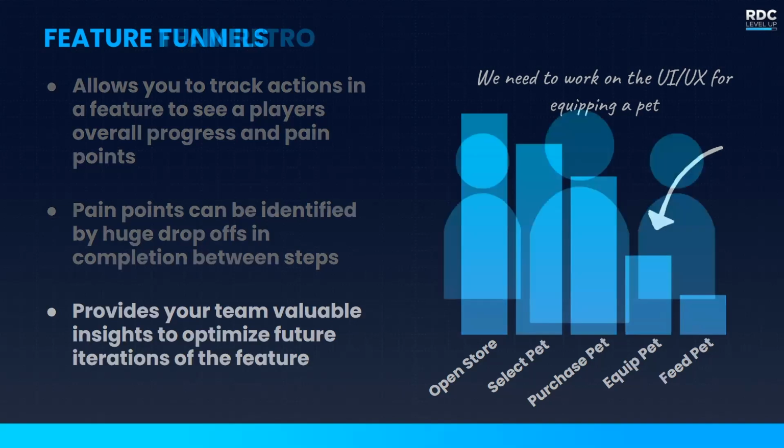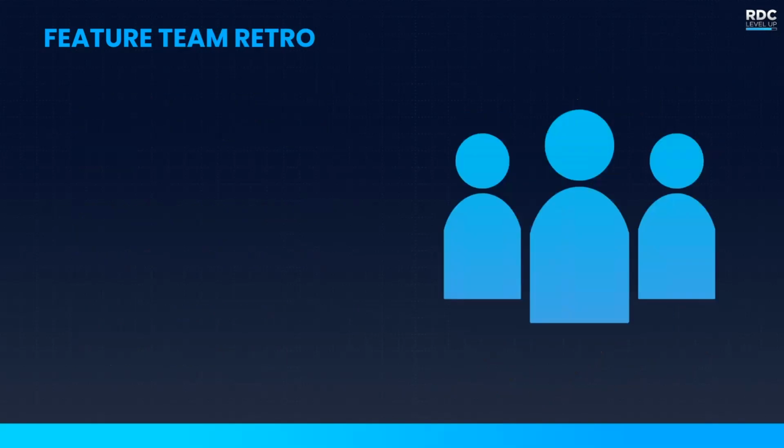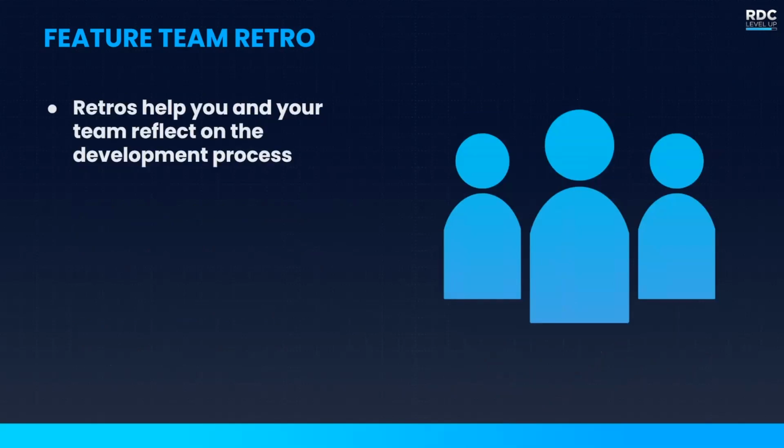All right, moving on, we're going to talk about our feature team retro. A retro helps you and your team reflect upon the development progress or process. The common form that it comes in is 3 questions: what went well during development, what didn't go well during development, and what can be improved, right?